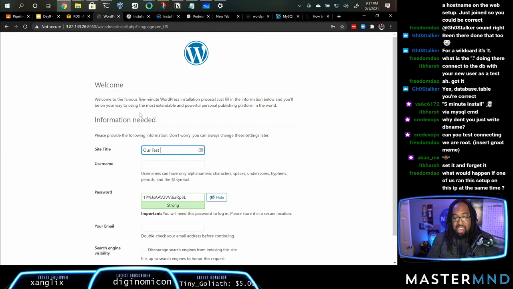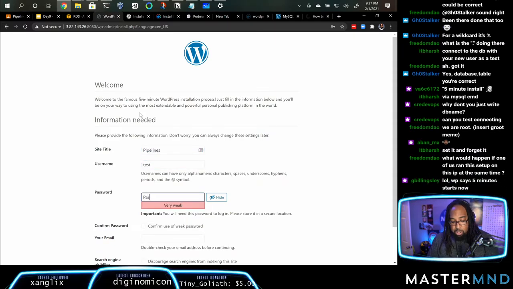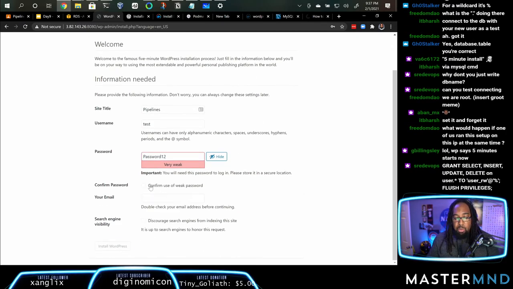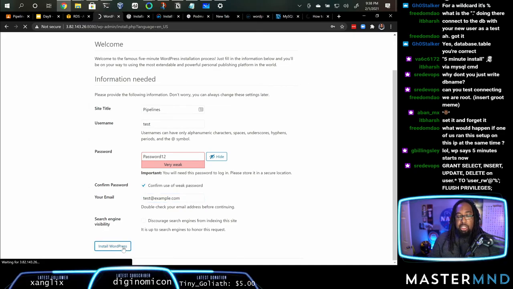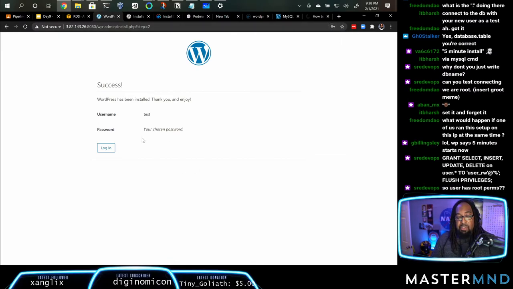But yeah, so our test site, actually just called pipelines. Username will just be test, and our password, well, obviously password 12. You can all log into this, even though I shouldn't let you. We're gonna delete it in a second. Confirm use of weak password, test at example.com, and install WordPress. This will get it installed for us and ready to go, and we now have it. Oh yeah, I could have added the flush privileges. Yeah, right there, grant select, insert, update, delete. That is a better option, definitely.